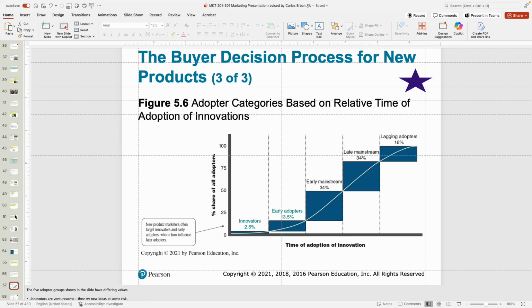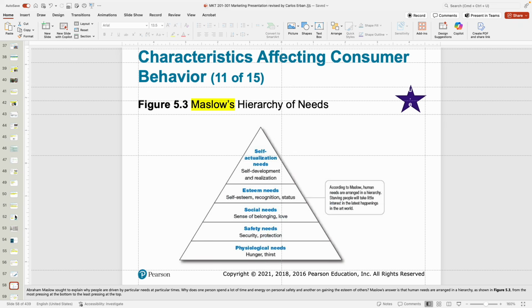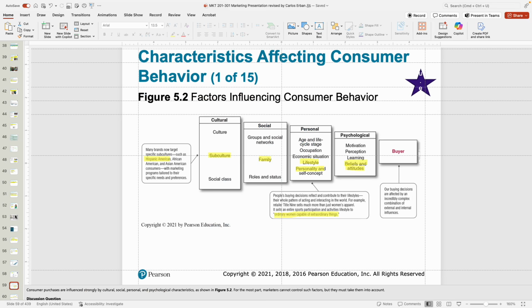These are the late majority. These are people who basically say, well, I'm not going to buy it until a lot of people have bought it and they tell me what they think about it. Okay, we already talked about Maslow. So this is a very important chart because it summarizes really well all the things that could affect your wants and your consumer behavior.